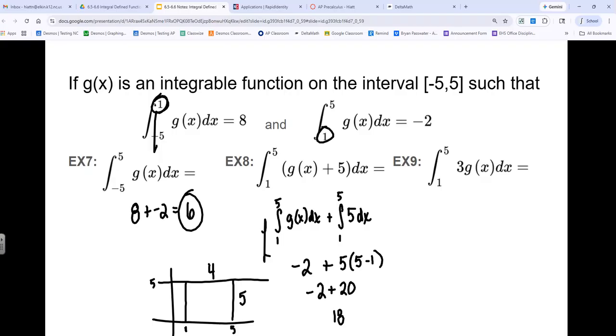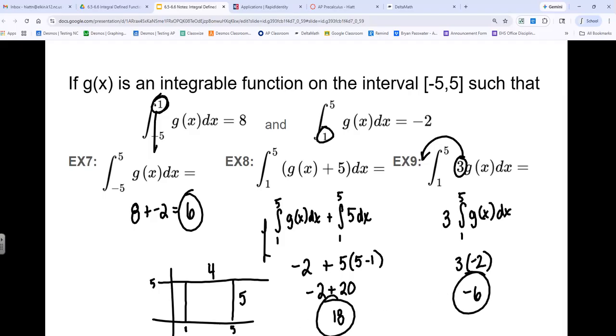Nine is a little bit easier to do. You just have a coefficient right here that can just be pulled out, right? So this is the same as 3 integral from 1 to 5 of g of x dx. And they told us that the integral from 1 to 5 of g of x dx is -2. So we'll get -6 for that one.